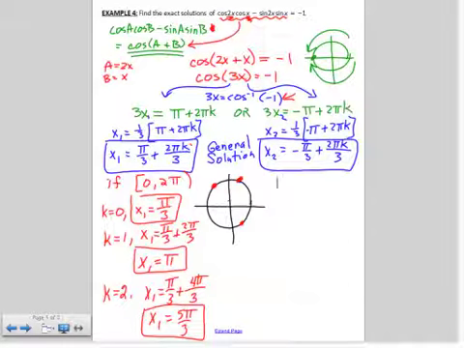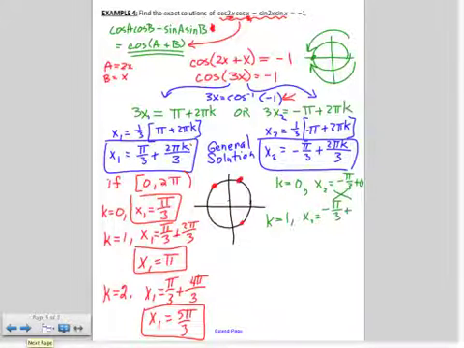So here, if k equals 0, x2 would equal negative pi over 3 plus, when k is 0, that term becomes 0. That is not in the interval of 0 to 2 pi. So let k equal 1. x2 would equal negative pi over 3 plus 2 pi over 3. And what's that? Negative pi over 3 plus 2 pi over 3 is pi over 3.